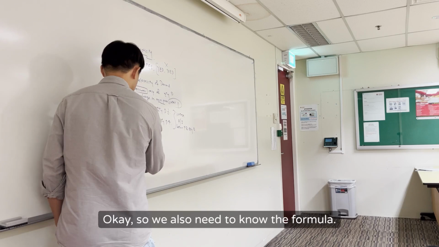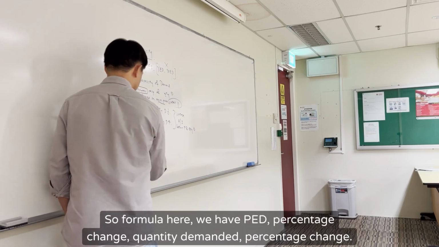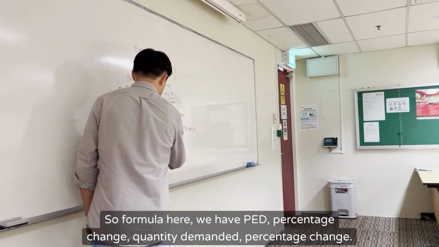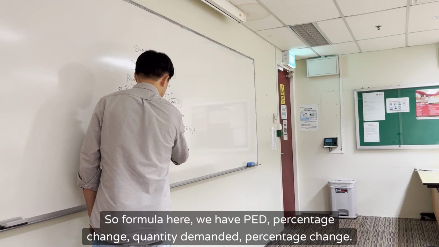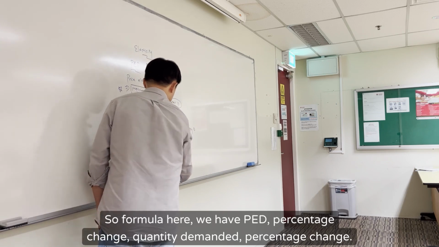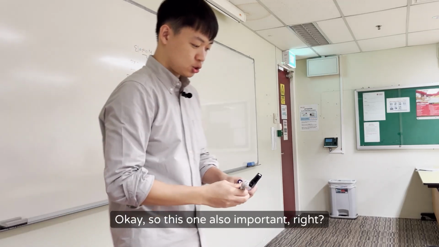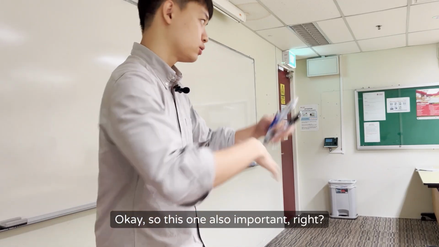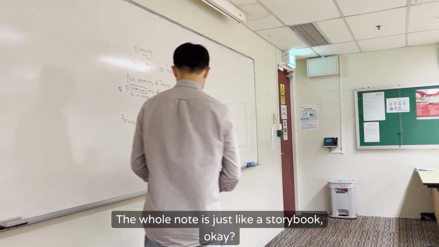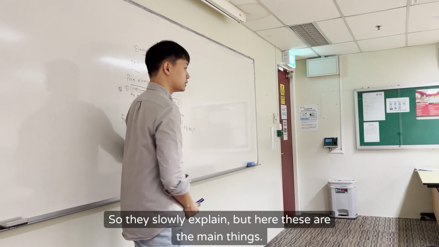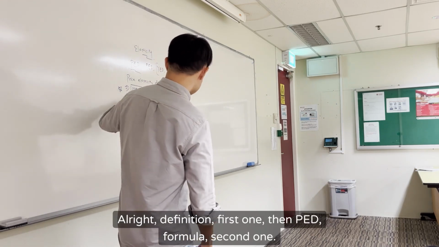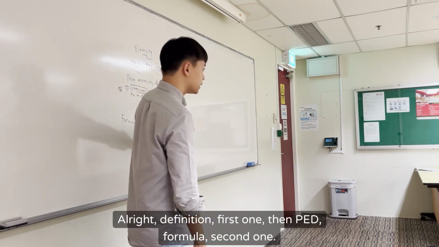So we also need to know the formula. So formula here, we have PED equals percentage change in quantity demanded over percentage change in the price. Okay, so this one also important, right? The whole note is just like a storybook. Okay, so they slowly explain, but here these are the main things. All right, definition first one, then PED formula second one.